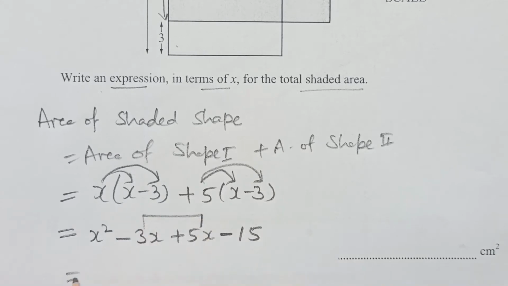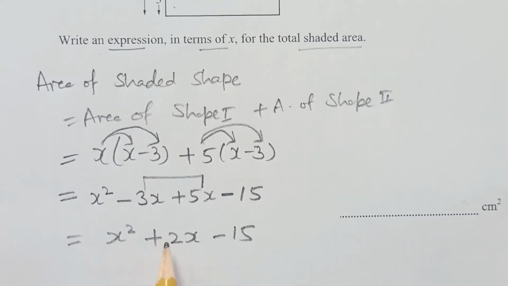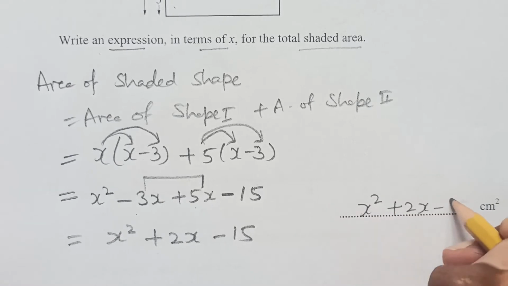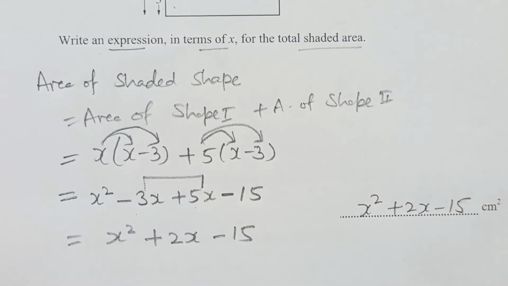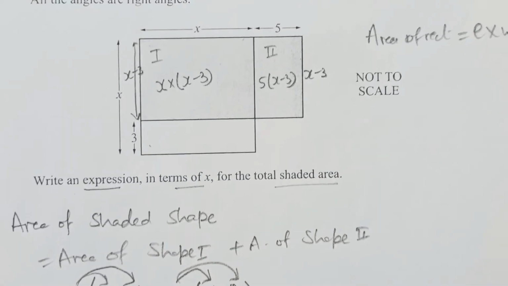Now combine the like terms: x squared plus 2x minus 15. Now you see I have taken a positive sign here. Why have I taken a positive sign? Because 5 is a greater number than 3 and it has a positive sign. So we will always keep the sign of the greater number. So x squared plus 2x minus 15, that is the final answer for this question, right? I hope you got it.